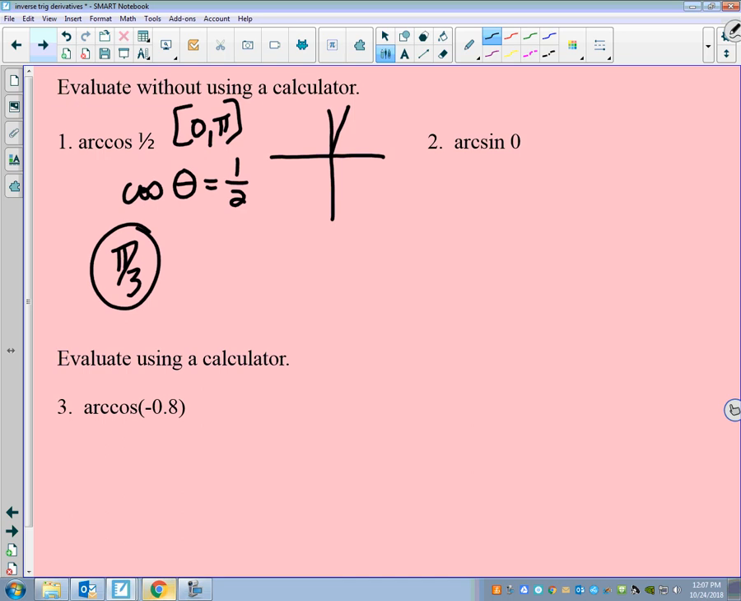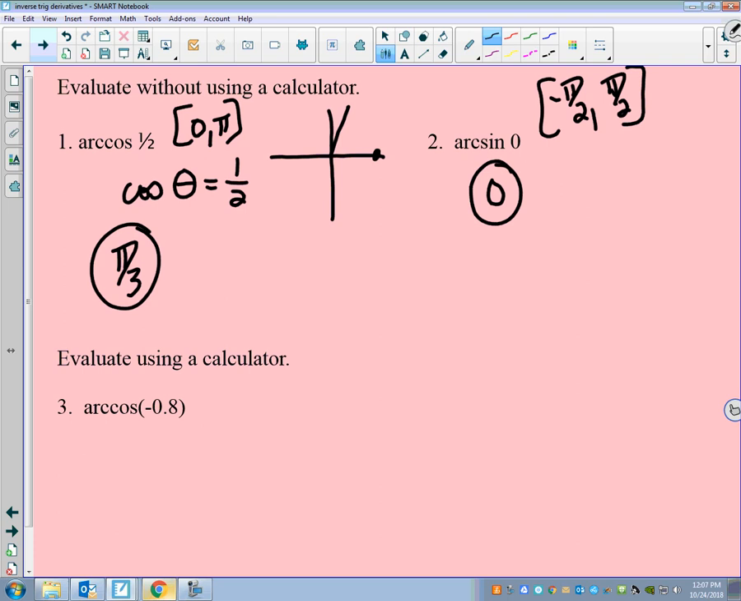So just a couple more. Arcsine of 0, where does sine equal 0? Well, if you're only restricted between negative pi halves and pi halves, then the only place where sine is 0 is right here at 0. So the answer there is 0.